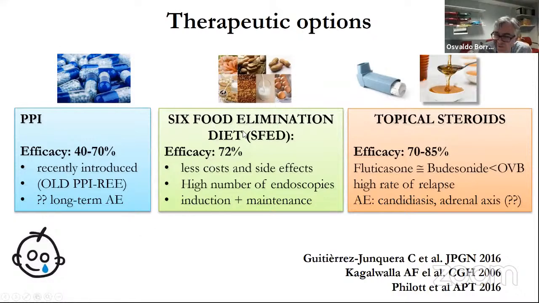Then we have the six food elimination diet, where there is an efficacy of 72%. Of course, there is less cost and fewer side effects. Unfortunately, we need a significant number of endoscopies to assess the efficacy of the treatment.